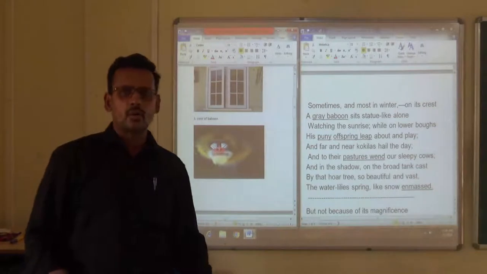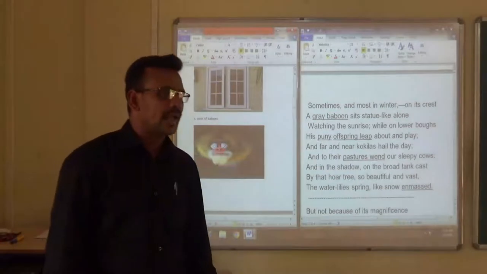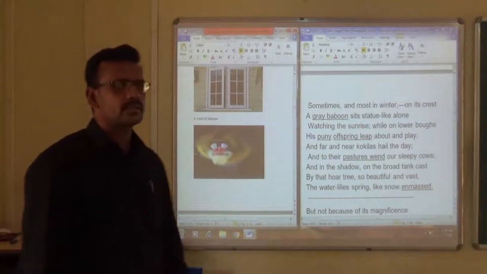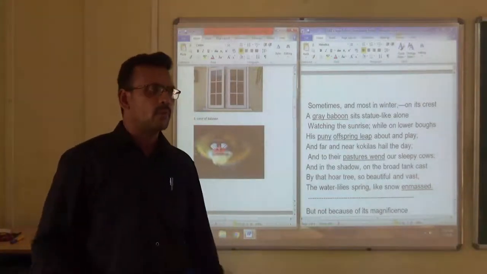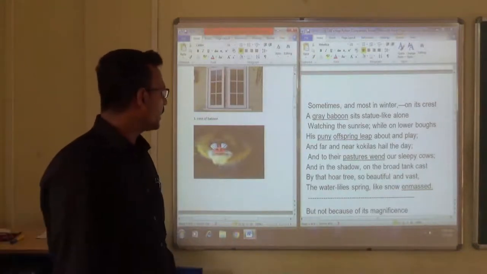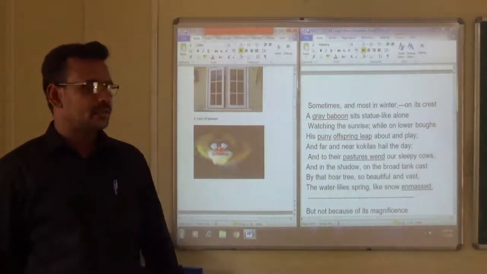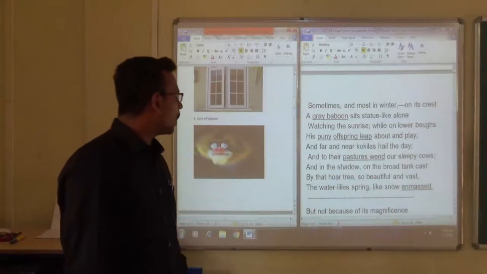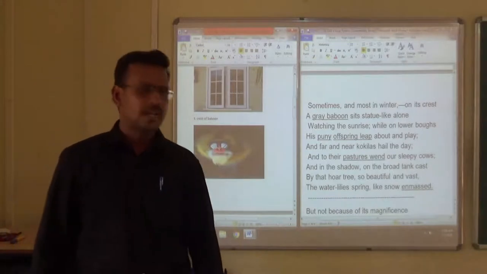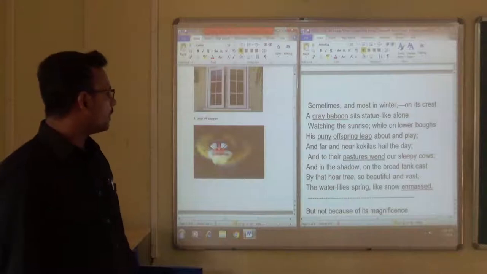So here, the poet noticed the baboon in the Casuarina tree, sitting like a statue, idle. So what it does is watch the sunrise in the early morning. Here the baboon is so happy to see the sunrise. During that time, what is happening around the Casuarina tree? While on lower boughs, here boughs means branches, the lower branches of the Casuarina tree, its funny offspring leap about and play.